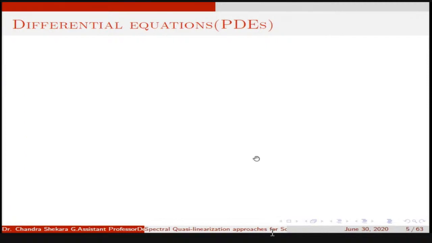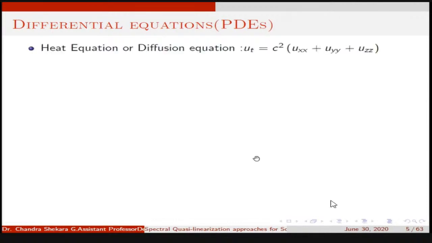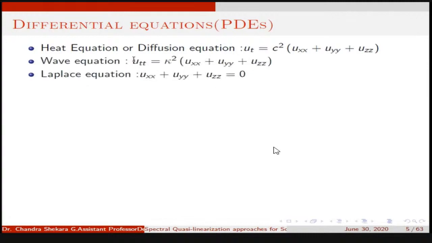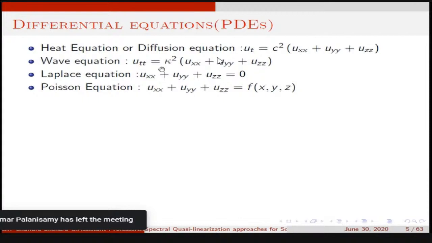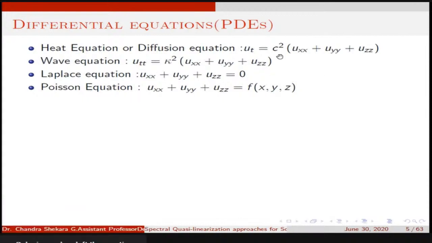Then we have a set of differential equations derived from partial differential equations. They are modeled from actual physical phenomena: the heat equation, then the wave equation, the Laplace equation and the Poisson equation. The heat equation and wave equation are unsteady equations, whereas the Laplace equation and Poisson equation are steady equations. The first equation represents heat diffusion, and the Laplace equation represents the heat diffusion in steady state.